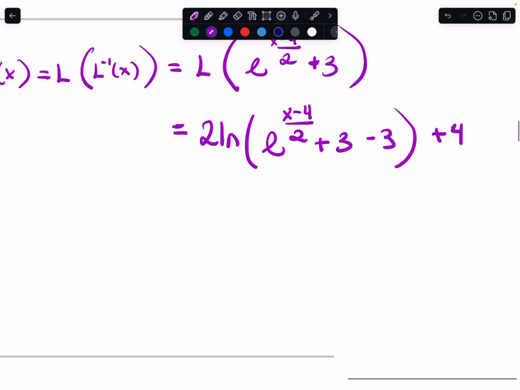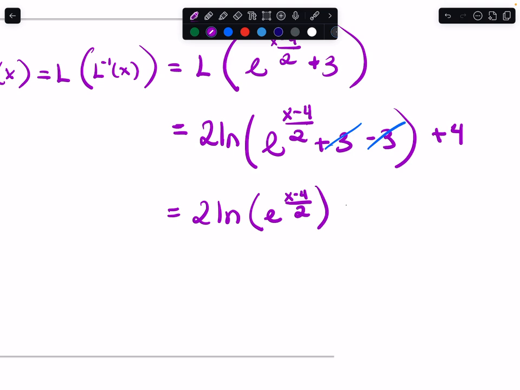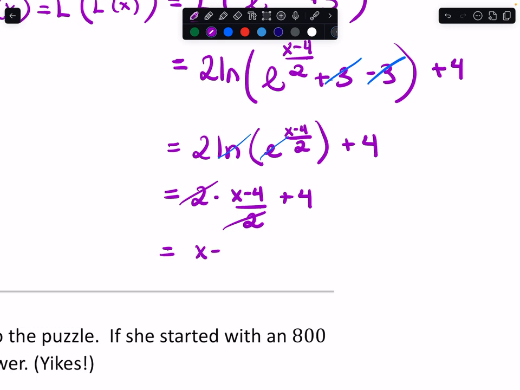Now step by step, things should go bye-bye. So first the 3's go. So I'm down to 2 ln of e to the (x minus 4) over 2, plus 4. Now, again, somebody who will ever watch this video says he's talking nonsense here, but essentially ln and e are opposites of each other. So when you get them quote-unquote next to each other, they undo each other. So the ln and e go bye-bye. Now you have 2 times (x minus 4) over 2, plus 4. Oh, the 2's go bye-bye. And then you have x minus 4 plus 4, and the 4's go bye-bye. And you're left with just x.